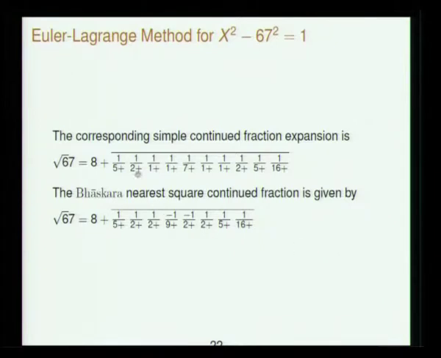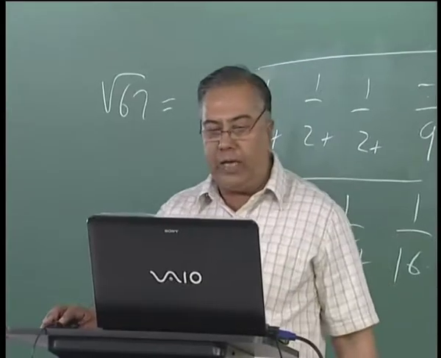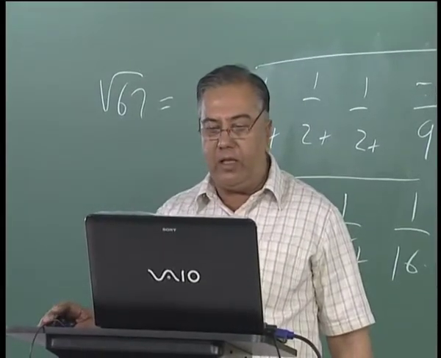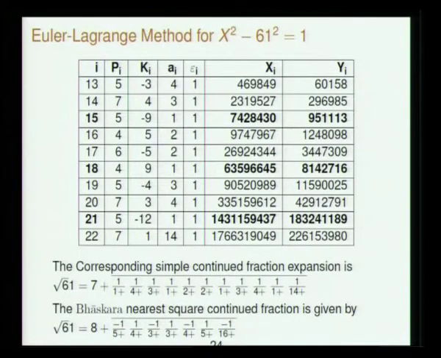So the square root of 67 can be expressed as a simple continued fraction. It will look like this. Written as a semi-regular continued fraction, it will look like this. So the period here is 1 2 3 4 5 6 7 8 9 10. The period here is 1 2 3 4 5 6 7 8. So 2 steps are eliminated in 67. Now we can look at the old friend 61. In the Euler-Lagrange process it will take 22 steps. Chakravala would have taken 14 steps.